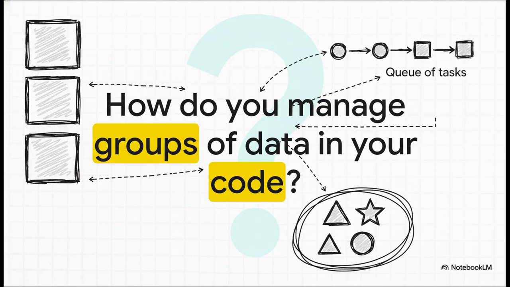Just think about it for a second. You might have a list of student names, maybe a bunch of unique user IDs for a website, or even a line of tasks that your app needs to do one by one. You're constantly storing and organizing groups of objects. So, how do you do it without making a mess?